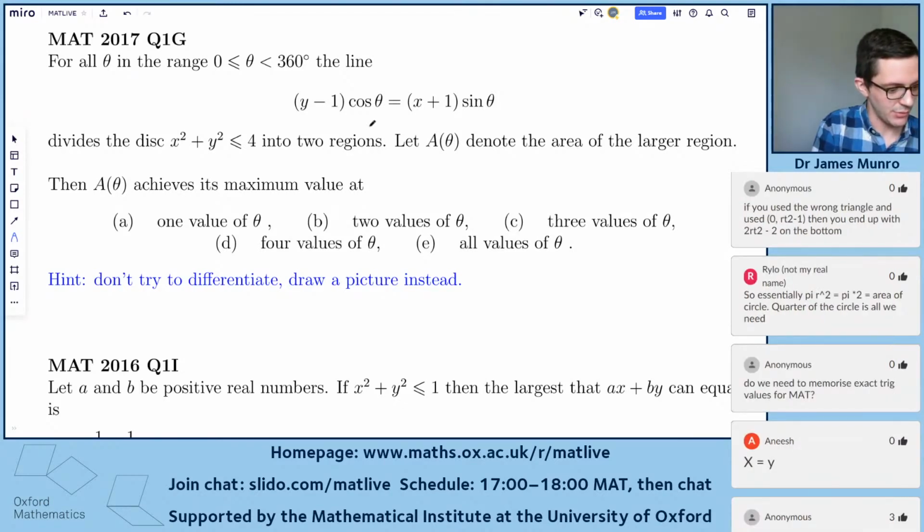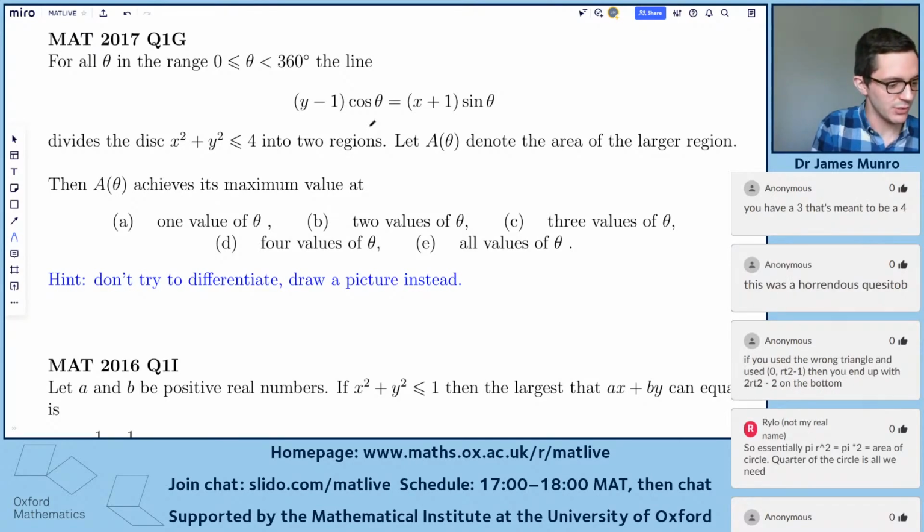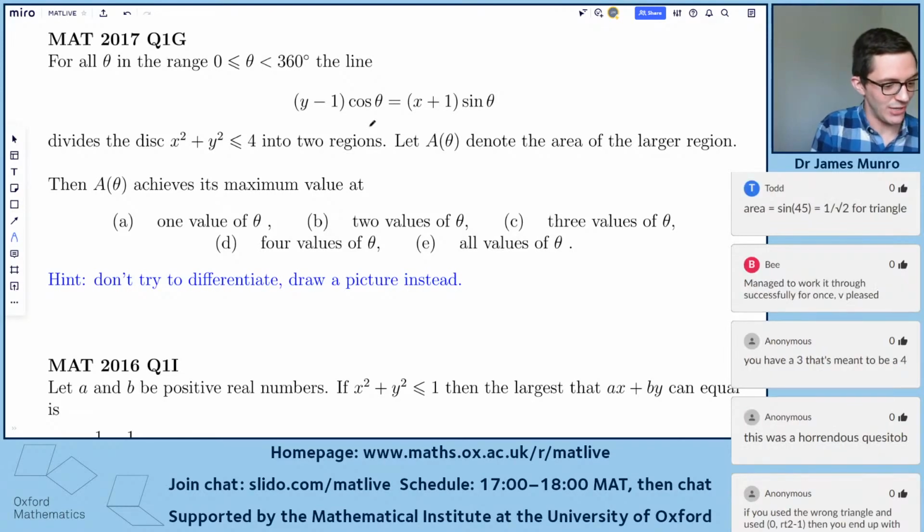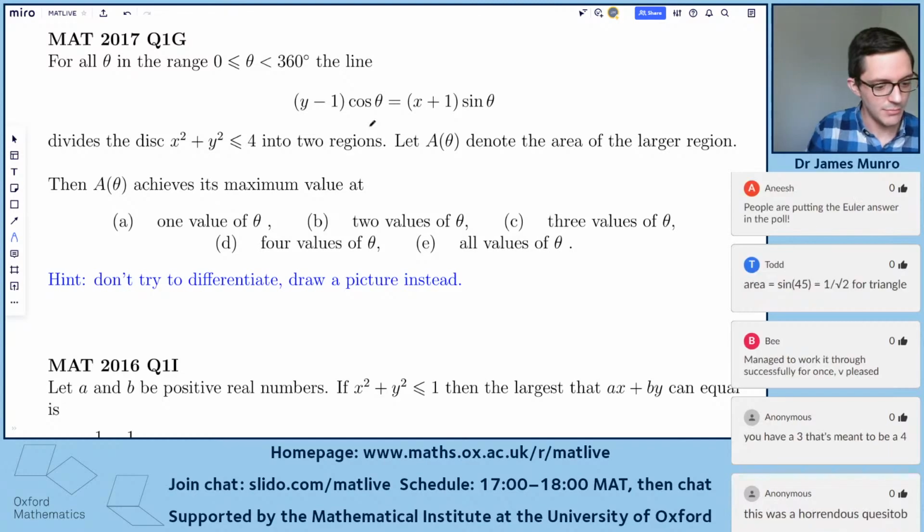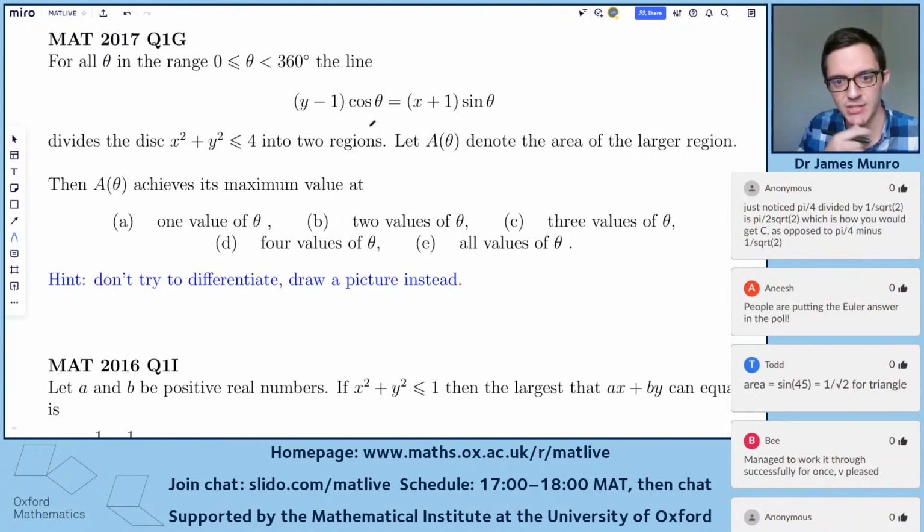Okay, people did not like that one. I have a 3 that's meant to be a 4. Okay, I've maybe got some numbers wrong. Other people are telling me they've got numbers right. People did choose Euler in the end for the poll. Right, good. Oh, maybe it's divided by... Okay, maybe someone's put a suggestion that it's out by some factors of root 2 for the area of a circle. If that's what you did, then that makes sense to me. That's not stupid.